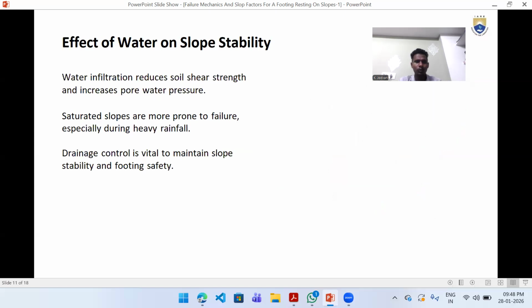Effect of water on slope stability. Water infiltration reduces soil shear strength and increases pore water pressure. Saturated slopes are more prone to failure, especially during heavy rainfall. Drainage control is vital to maintain slope stability and footing safety.